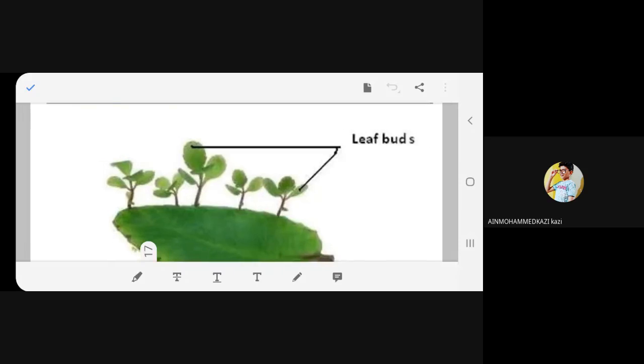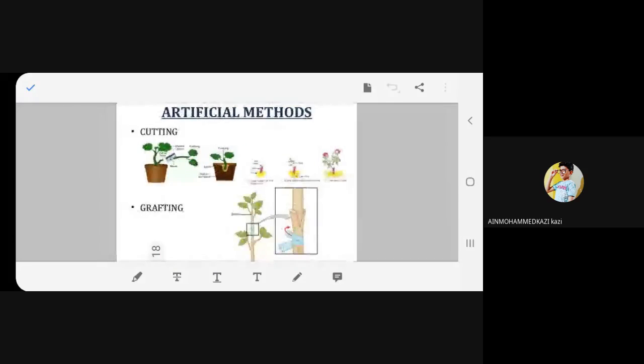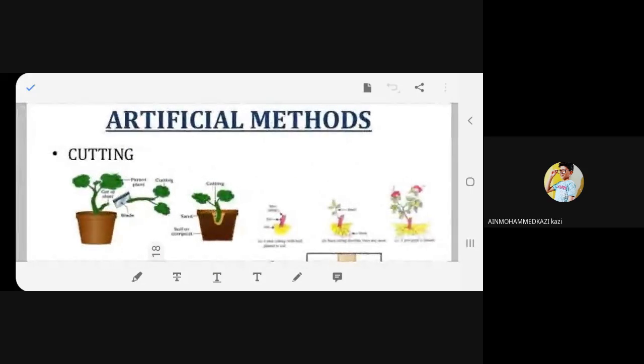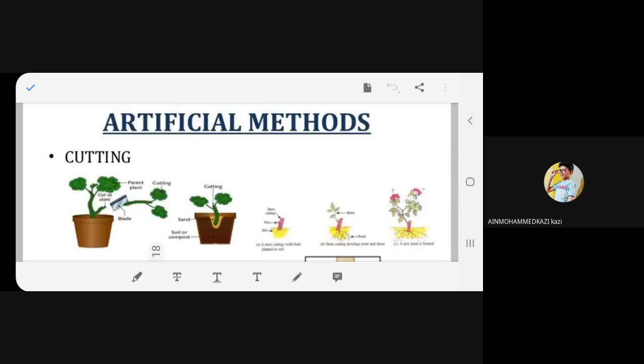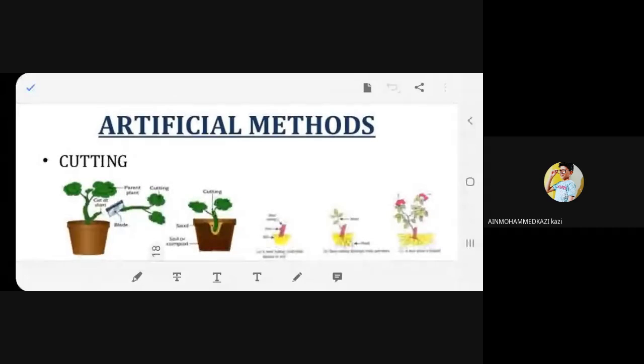Now we come to artificial methods. Those were all natural methods. Now we come to artificial methods. We are doing human interference. Human is doing it. Okay? That is artificial methods. First one is cutting.